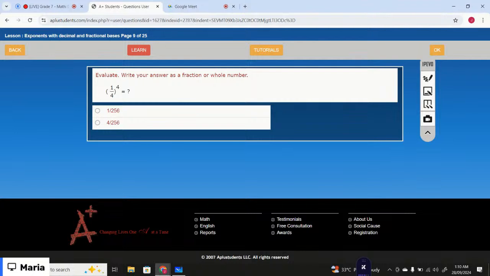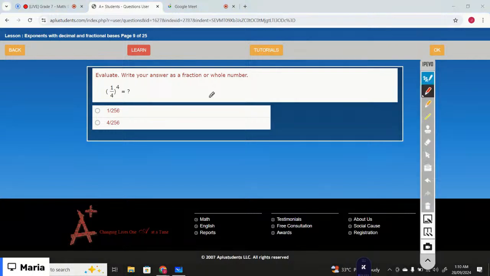Evaluate 1 over 4 exponent 4. So which is the correct option? You need to do 1 by 4 times 1 by 4 times 1 by 4 times 1 by 4. So you need to multiply all the numerators, that is 1 times 1 times 1 times 1, and then all the denominators, that is 4 times 4 times 4 times 4. So which is the correct option?